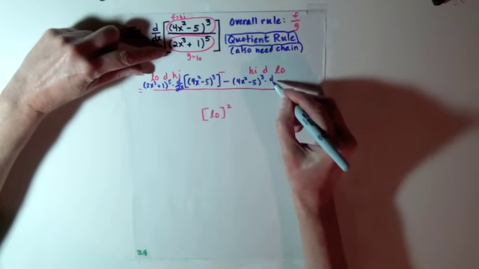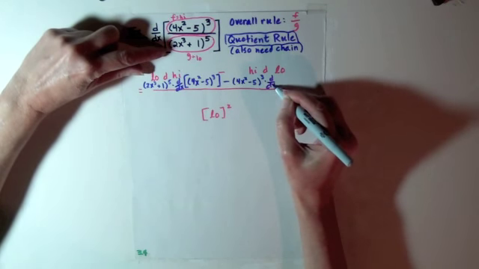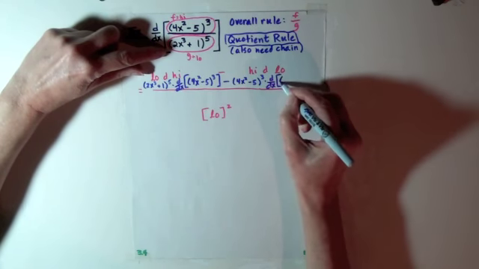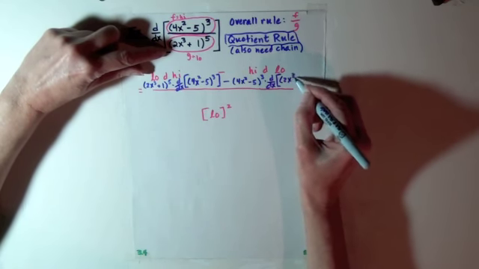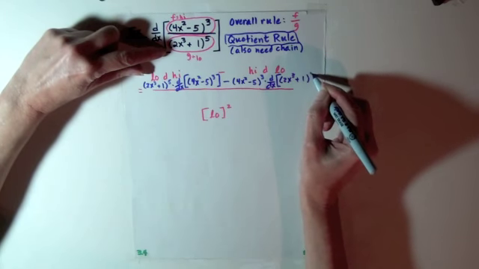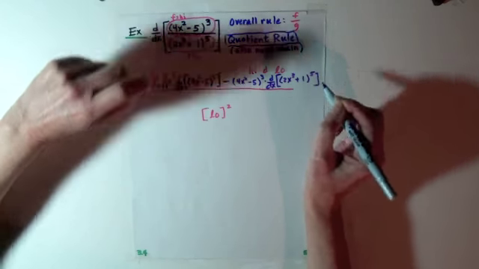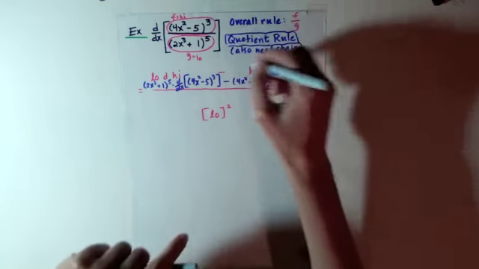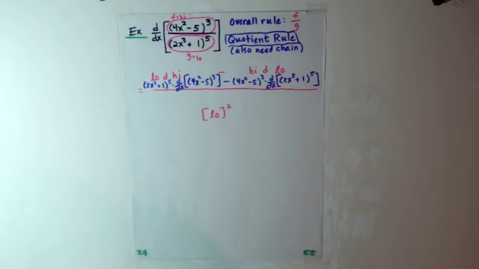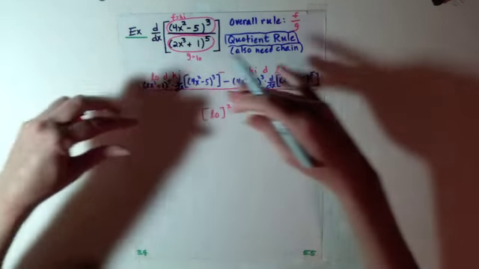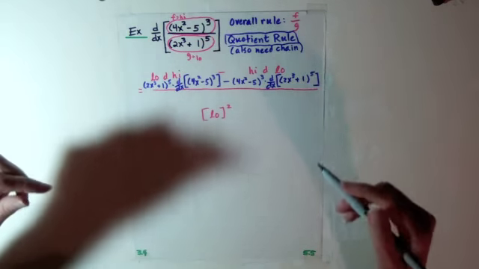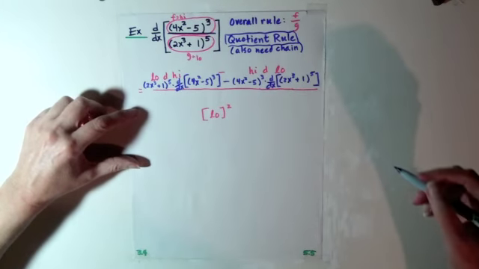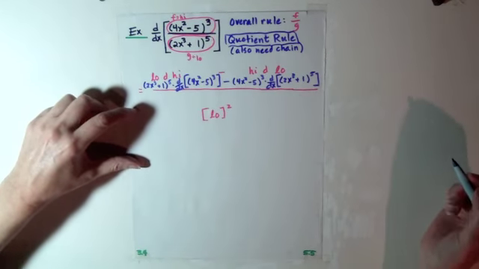So instead of doing it in this step, let's just write times d by dx of 2x cubed plus 1 all raised to the fifth. And that way I'm not trying to do both the quotient rule and the chain rule in the same step. It's just so hard in something that's messy like this that it's much better to just take one extra step. And you'll get pretty fast at doing that one extra step as you go.